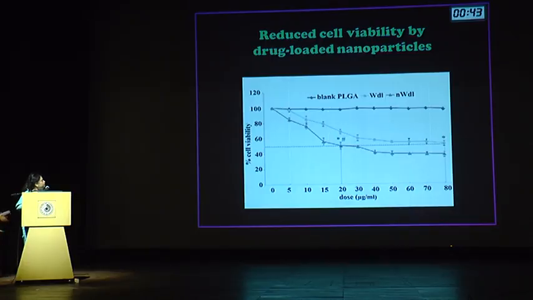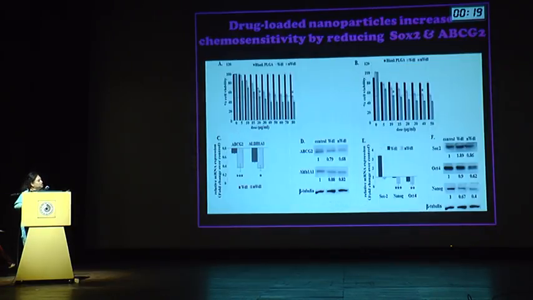When we looked at cell viability, we found that vetiverolactone by itself was not that effective. You can see the dose at 80 microgram per ml, whereas once it was encapsulated, it was effective at 20. So you can see the humongous efficiency the drug gained once it was encapsulated. And just as in the previous chemosensitivity assay, the same thing was repeated when the drug was encapsulated. The efficacy dose went down from 80 to 20, so it was making the drug more efficient.